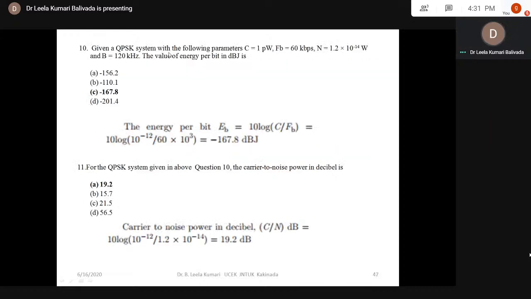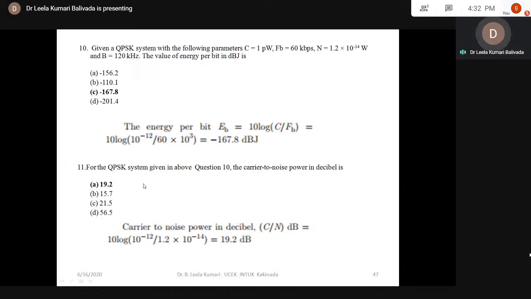Given a QPSK system with the following parameters, C is equal to 1 picowatt, Fb is equal to 60 kbps, N is equal to 1.2 into 10 power minus 14 watts and B is equal to 120 hertz. The value of energy per bit is, so the energy per bit means Eb. Eb can be calculated as power into Tb, or power by Fb. Therefore, the energy per bit is equal to 10 log C by Fb, which is equal to 10 log of C, given by 1 picowatt, which is 10 to the power of minus 12, divided by the bit rate, which is 60 kbps, 60 into 10 cube, which is equal to minus 167.8.